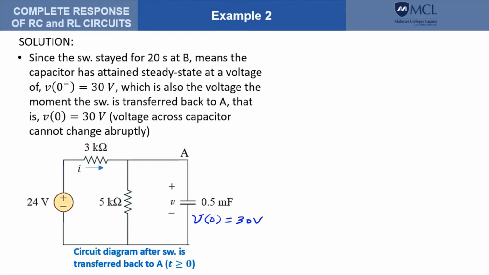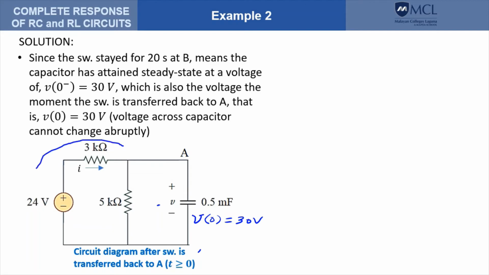Also take note that we have moved t equals 0 as the time when the switch is transferred back to A. So to solve for V, we notice that the circuit is not a series RL or series RC circuit, where we can apply the formula for the voltage across the capacitor.